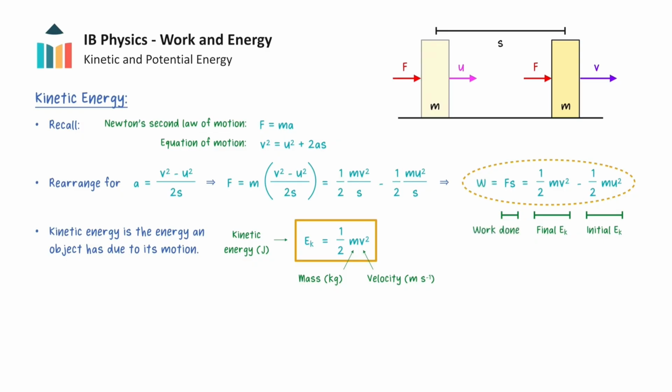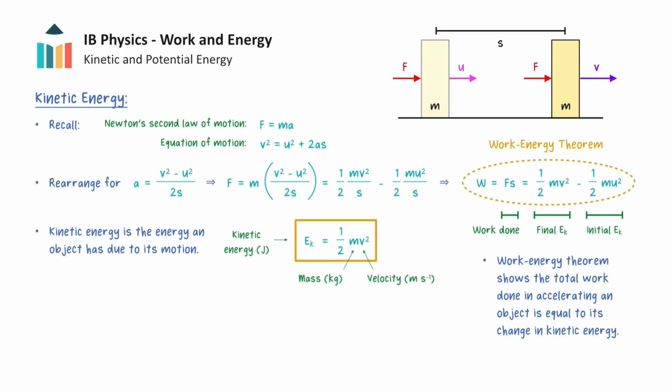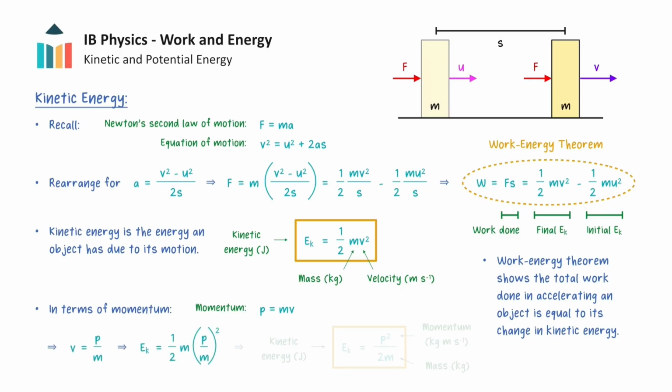Moreover, this equation is known as the work-energy theorem, and says that the work done on an object is equal to the change in the object's kinetic energy. As an aside, recall that the momentum of an object is given by its mass multiplied by its velocity. Rearranging for velocity and substituting this into the kinetic energy equation, we can get an equation that can calculate the kinetic energy of an object from its momentum.